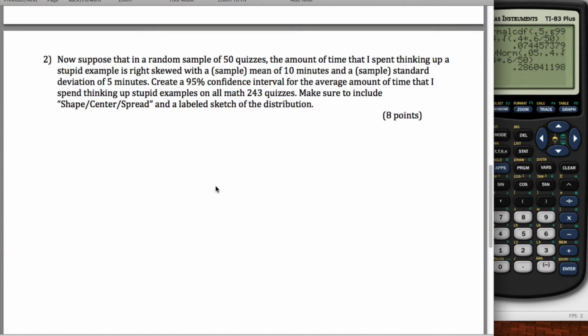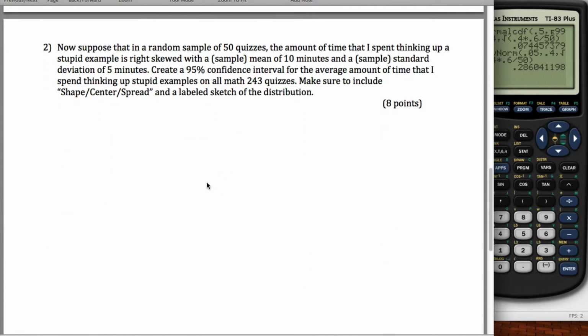There's another question. Fortunately, this one's a little bit easier. Well, I don't know. I guess easy is subjective. We're creating confidence intervals here. Now suppose that in a random sample of 50 quizzes, all right, n is still equal to 50, the amount of time that I spent thinking up a stupid example is right skewed with a sample mean, x bar, equal to 10, and a sample standard deviation, s, which is equal to 5.